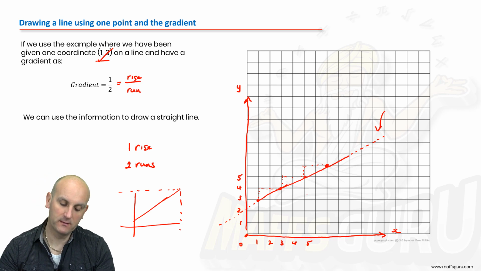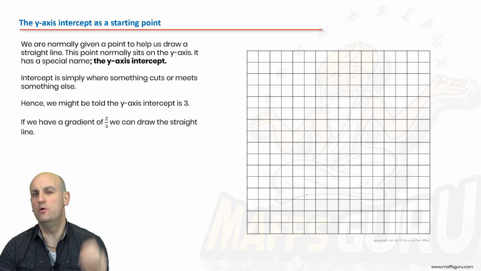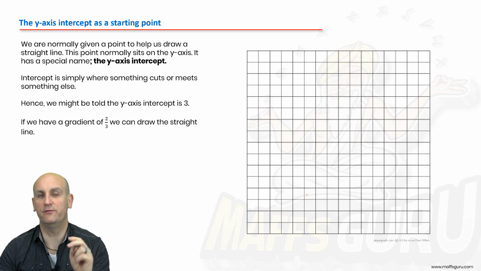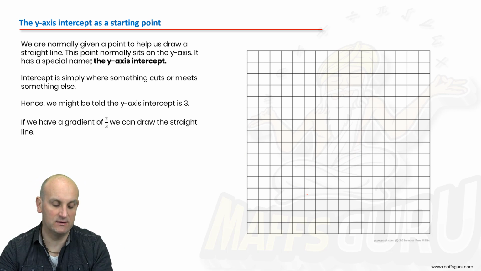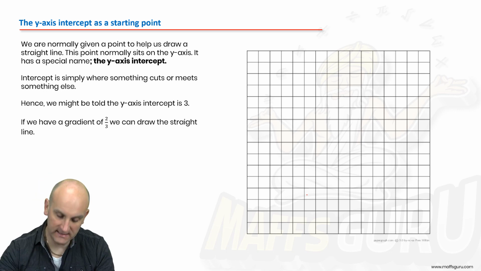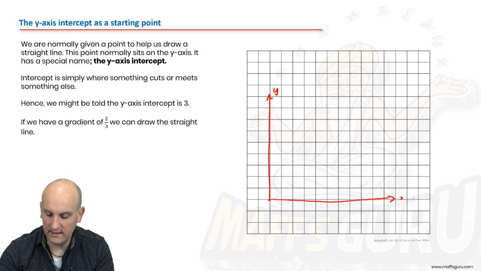So as I say, normally we have 1 point and the gradient, and in many cases they'll give us what we call this y-axis intercept. So again, let's draw a set of axes. Let's draw it actually inside this time just to mix stuff up. Wait for PowerPoint to catch up with me. There we go. So this is my y value and this is my x value. All right, so 0. 1, 2, 3, 4, 5. 1, 2, 3, 4, and 5.